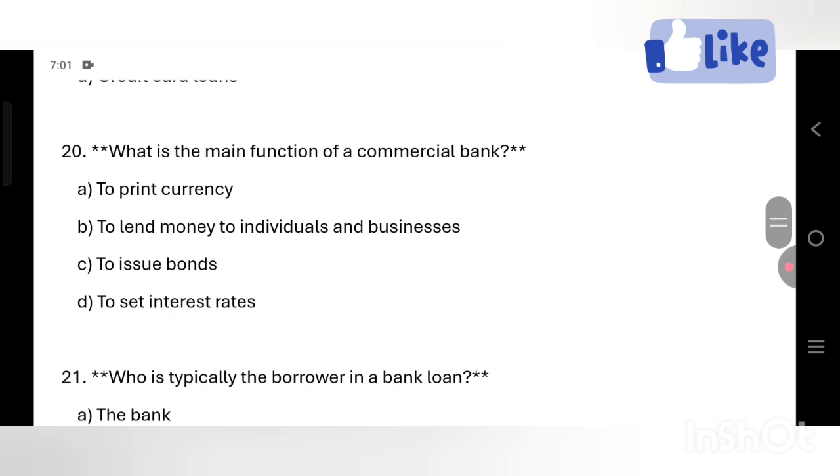Question number 20. What is the main function of a commercial bank? Option A, to print currency. Option B, to lend money to individuals and businesses. Option C, to issue bonds. Option D, to set interest rate. And the correct answer is B, to lend money to individuals and businesses.